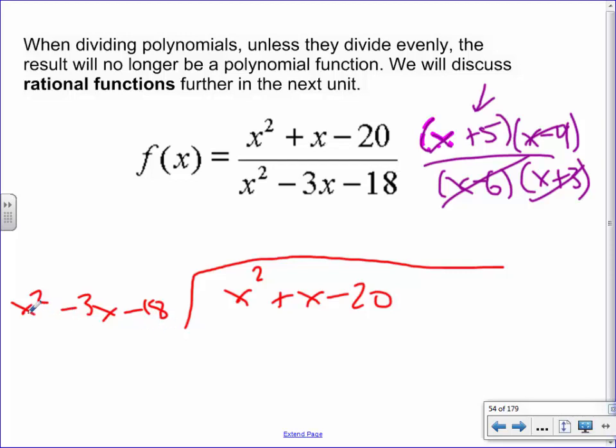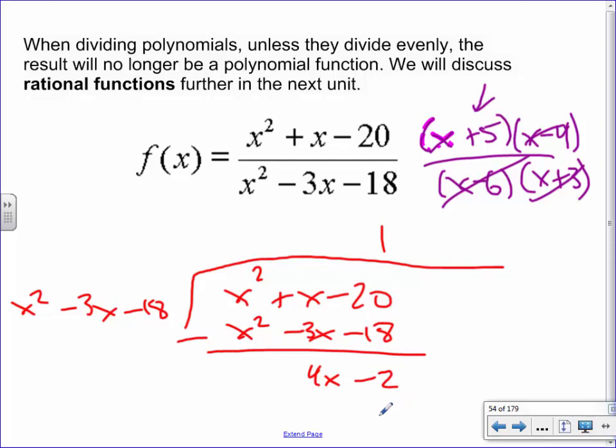How many times do I need x squared to be multiplied to give me x squared? It's a dumb question. It's 1. So I put a 1 here. 1 times x squared would give me x squared. That's good. We want that. 1 times minus 3x would give me minus 3x, and 1 times minus 18 would give me minus 18. But then when I subtract these, I didn't end up with 0. So clearly they didn't divide nicely. Does that make sense?